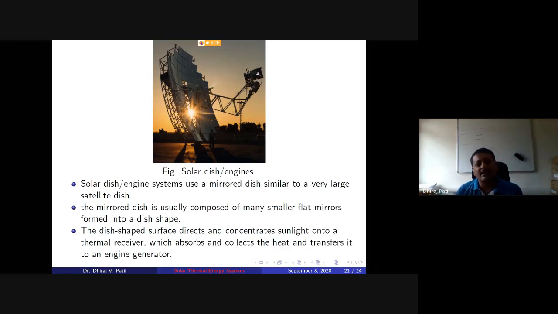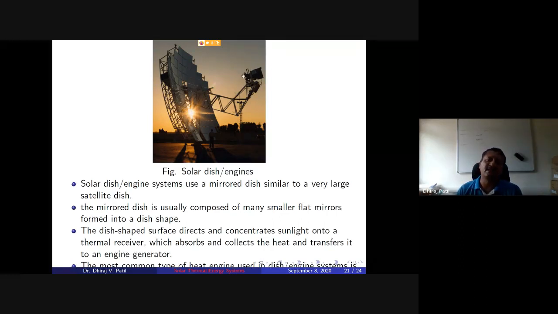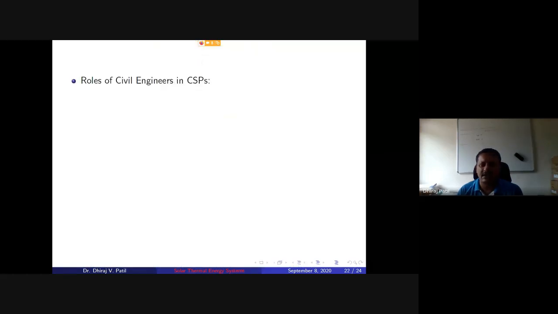So there could be a Stirling cycle. The most common type of engine used in this kind of system, I think the text is not visible, is basically a Stirling engine. A Stirling engine is based on air as a working medium. Again, at the focus of this paraboloid dish, you have this absorption, and again the concentration ratio is very high.